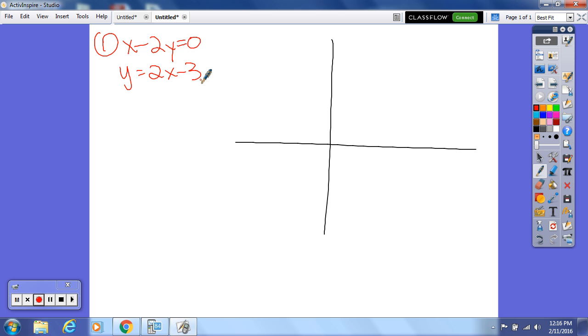Somebody help me out. What do we have to do when we're graphing systems of equations? What is the whole point to graphing them? What are we trying to find? An intercept. We're trying to find where these two lines intersect. Remember, two lines can intersect in one point. They can be parallel lines and they'll never intersect, meaning that the answer is no solution. They never intersect.